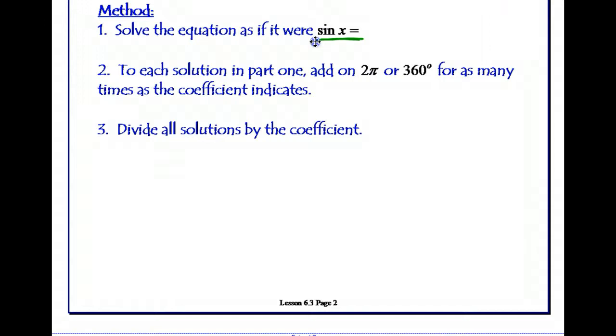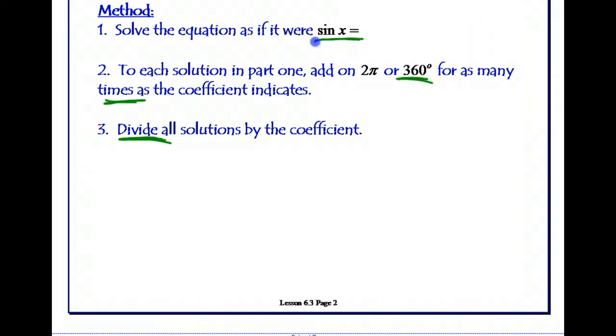Okay, and I think we're going to stick to the degrees. And so what we're going to do is, to each solution in part 1, add on 360, because it keeps repeating. And if it's a sine of 4x, add this on 3 more times. You've got your initial solutions plus 3 more sets, so a total of 4 sets of solutions. And then, if it's a 4 in there, divide all of your solutions by 4.